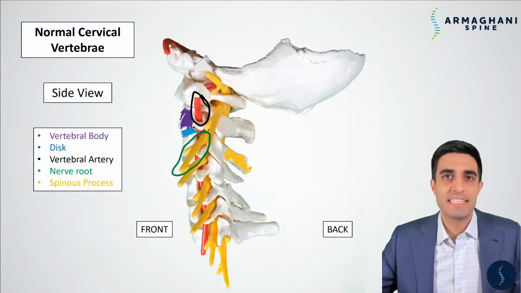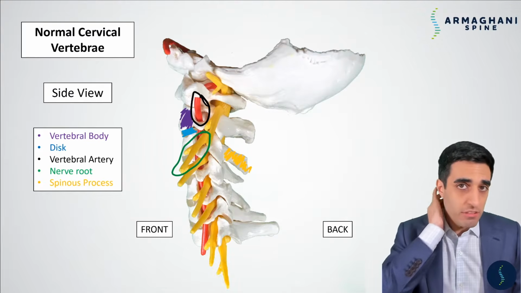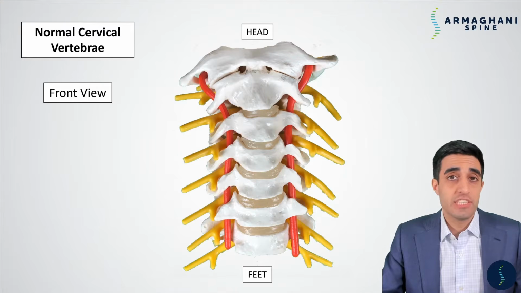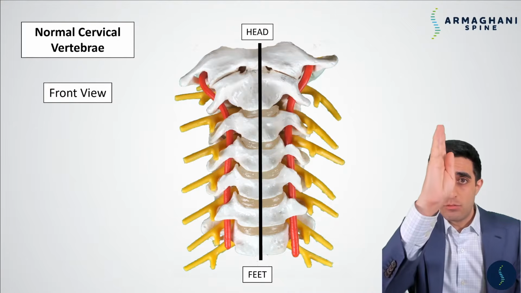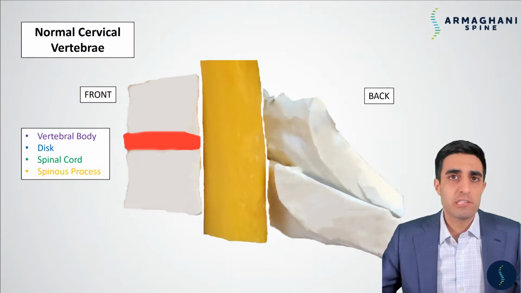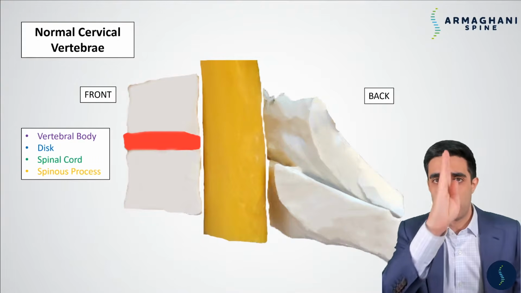And again, this is the part of the bone that you can feel when you're touching the back of your neck. You're actually touching the tips of these bones here. Now imagine this front view again, but instead we make a cut right down the middle. What will we see?